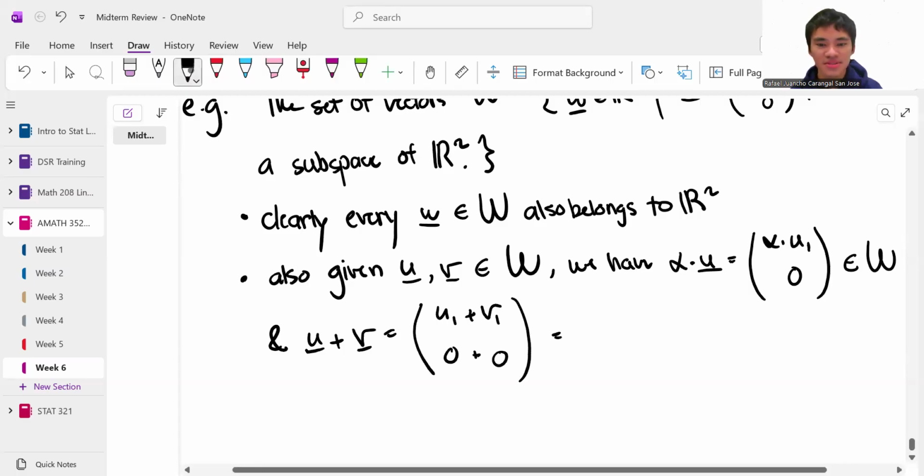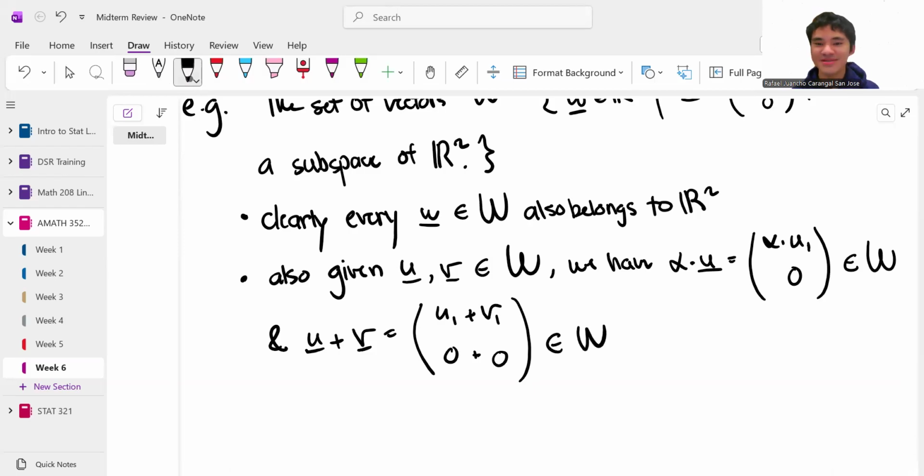Right? 0 plus 0. And this belongs to W. Right? We just added these two vectors together, so they should still belong in W. Okay, we have a couple of stuff here.